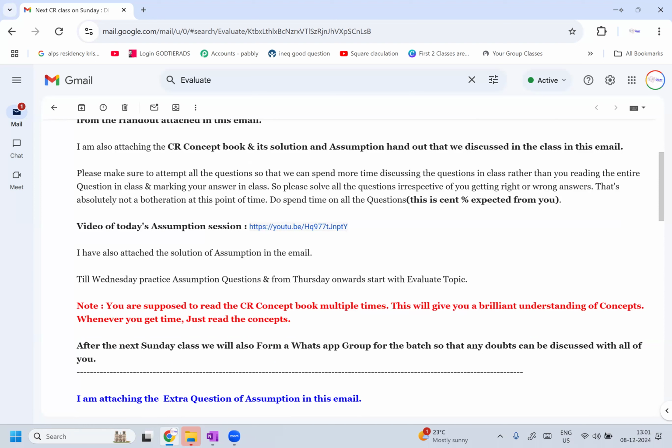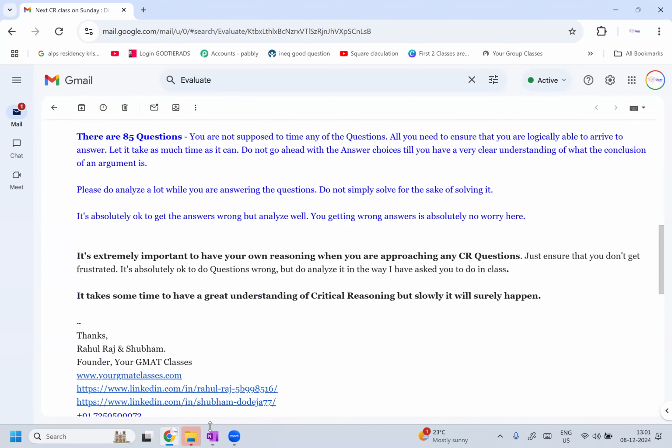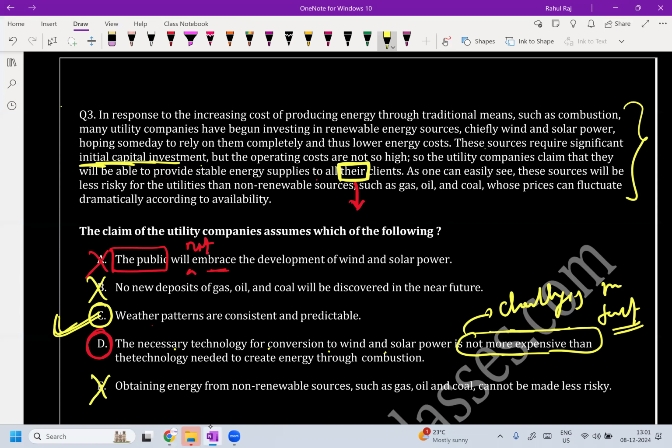So what you have to do, see here, till Wednesday practice assumptions questions, and from Thursday start with the evaluate topics, because we are doing our next verbal class on Sunday. Till Wednesday practice assumptions questions, and what I have done is, once you are done with this handout, let's say this handout will be with you.